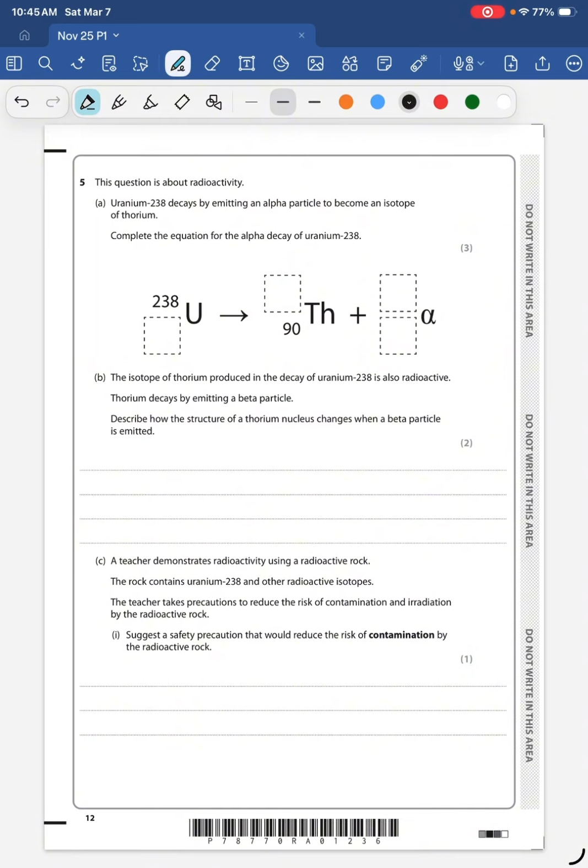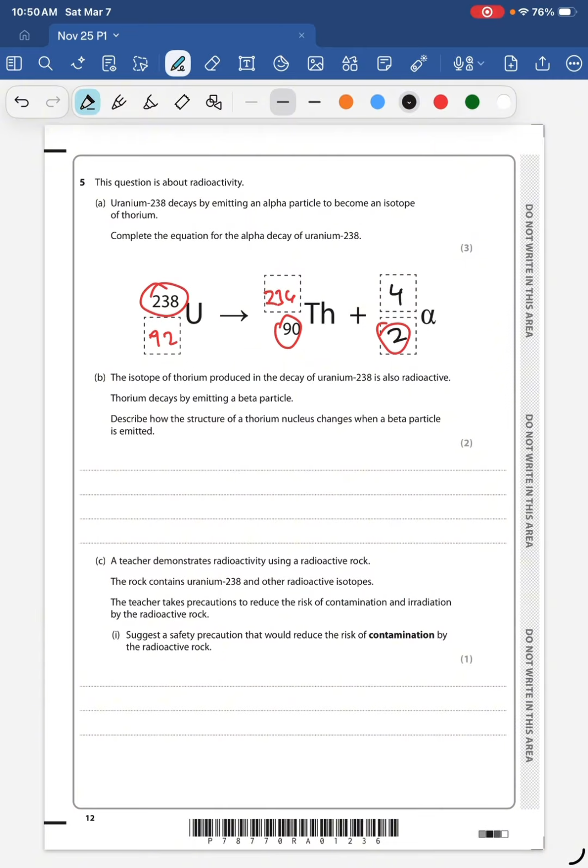I don't know how they call it at the GCSE level, but this is the mass number of a nucleus, and this is the atomic number or proton number. And I guess you need to know by heart that the mass number of the alpha particle is 4 and the number of protons is 2. This is the helium-4 nucleus. So if we have 90 plus 2, we need uranium to have 92 protons. And then since the mass number is also conserved, we need thorium to have 234 protons and neutrons.